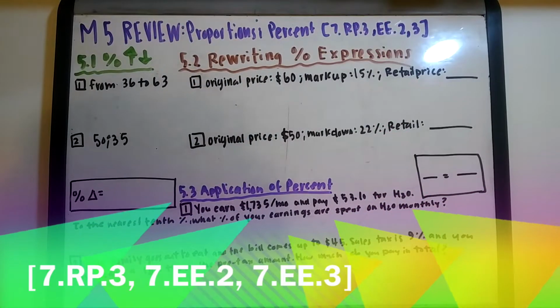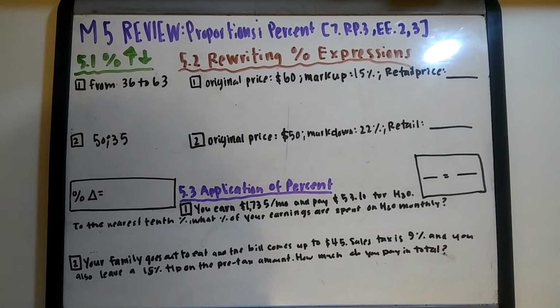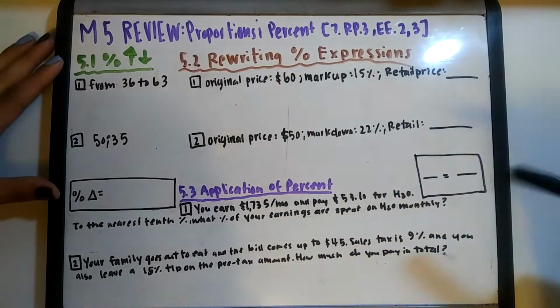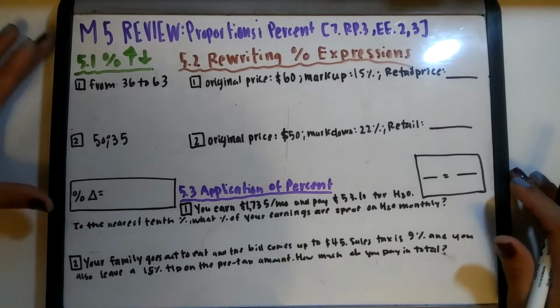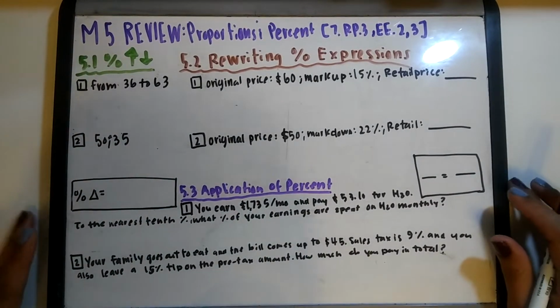Hi there, we're going to do a review for Module 5. So we are talking about proportion and percent. Super important module because of the percent. We see that in everyday life, either markups or markdowns, either we're buying something or paying for something, or we are business people. So make sure that you understand the concept of percent and all that it entails.